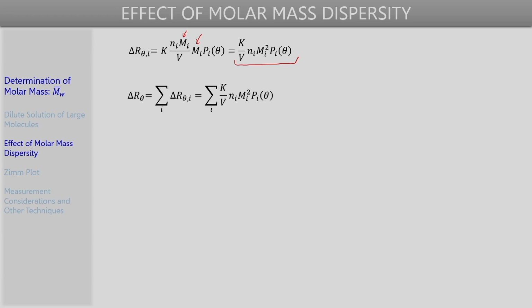So now the ΔRθ, or the excess Rayleigh ratio for a particular scattering angle θ as contributed by all the solute molecules together, we can write as a summation of ΔRθi's, where the summation is over this subscript i. This corresponds to summation over all the different polymer molecules having different chain lengths that are present in our solution.